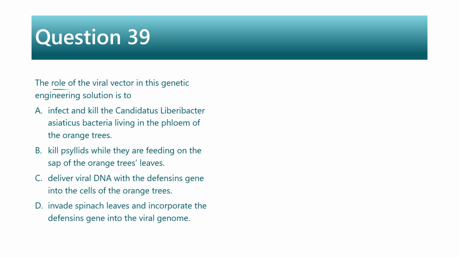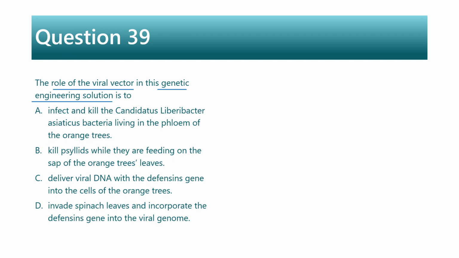Question 39 asks us to identify the specific role of the viral vector in this genetic engineering solution. Recall that the fundamental purpose of a vector, whether a plasmid or a virus, is to act as a delivery vehicle, transporting a foreign gene of interest into host cells so it can be expressed.